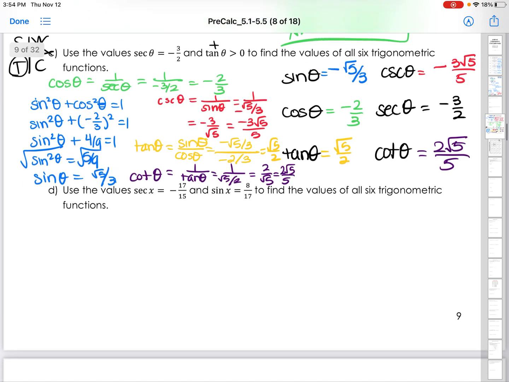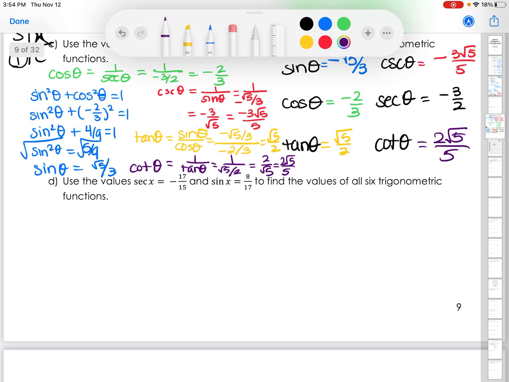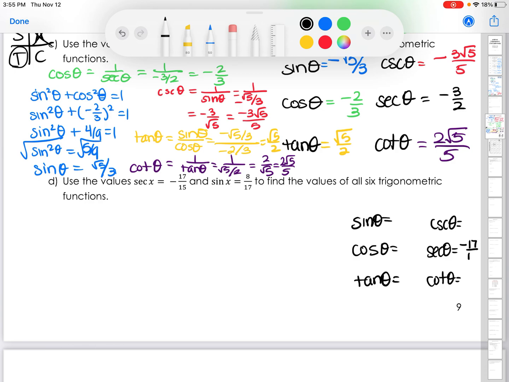And lastly, we want to use the values given to us to find all 6 trig functions again. All right, so we have sine. Let's give ourselves some more space this time. Cosine, tan, cosecant, secant, and cotan. And they tell us from the start that secant is -17 over 15. They tell us sine is 8 over 17.